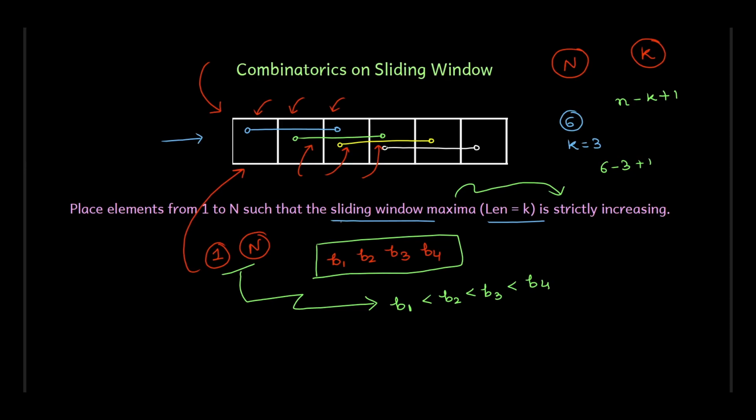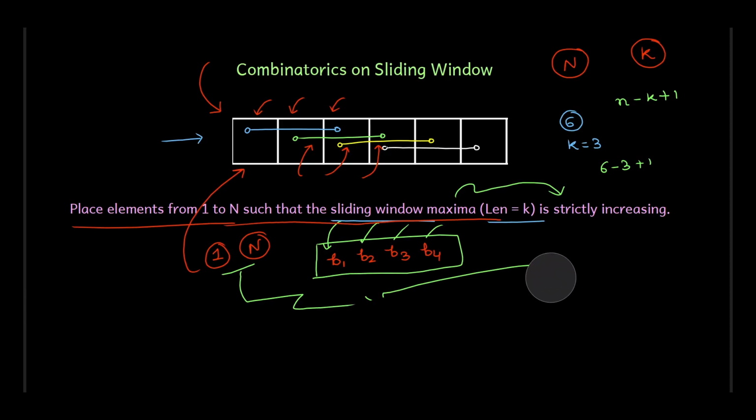So then you can compute these numbers b1, b2, b3 and b4. They should be in strictly increasing order. So your goal is to find out in how many ways you can place elements from 1 to n such that the sliding window maxima is strictly increasing. And that is the entire problem statement.